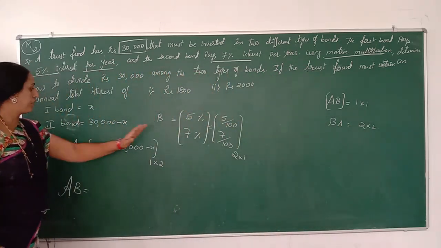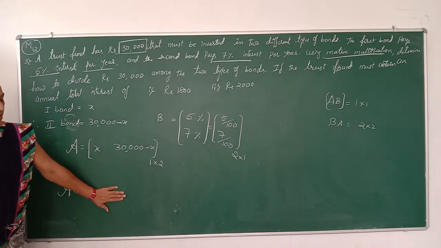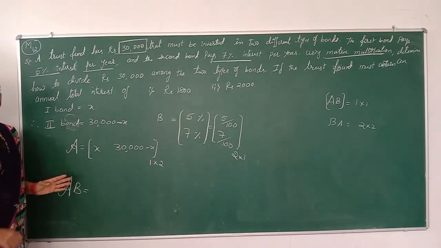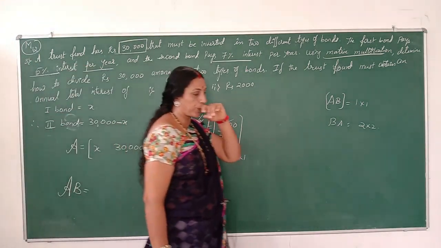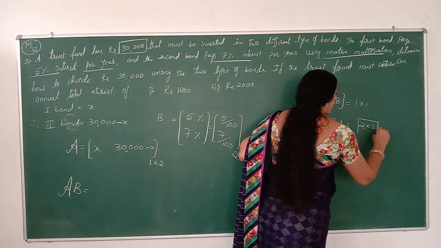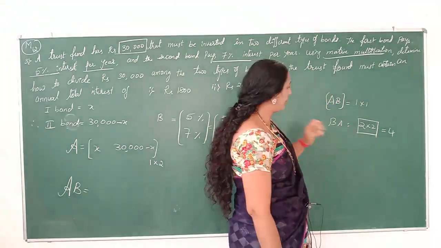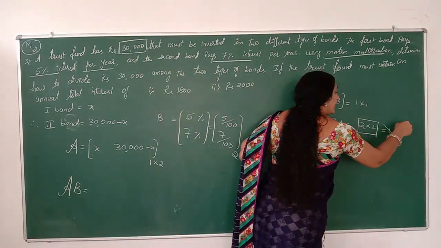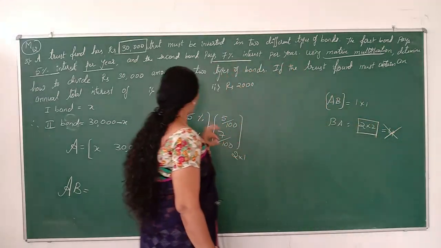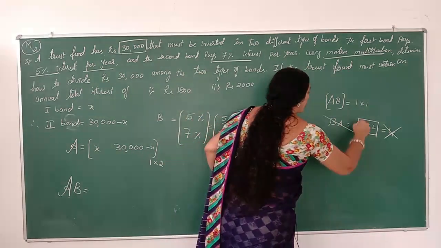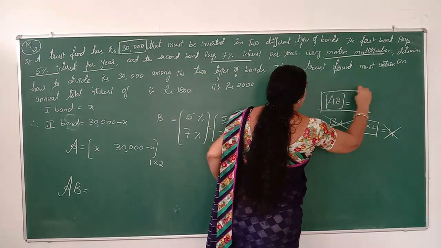Now A into B gives a matrix of order 1 cross 1, and B into A gives a matrix of order 2 cross 2. But a 2 cross 2 matrix contains 4 different elements. Therefore these do not equate to the corresponding elements of the given interest. Therefore B into A is not possible, so we will find A into B.